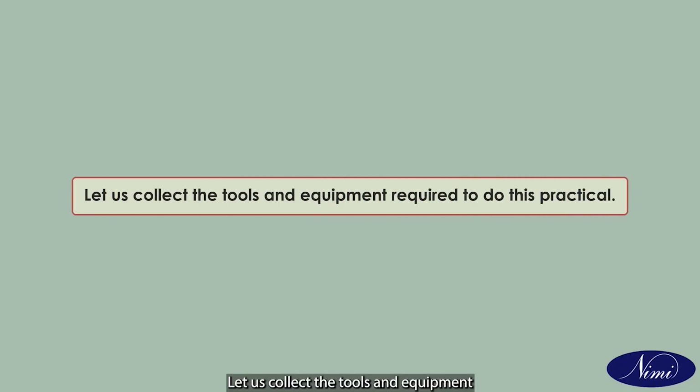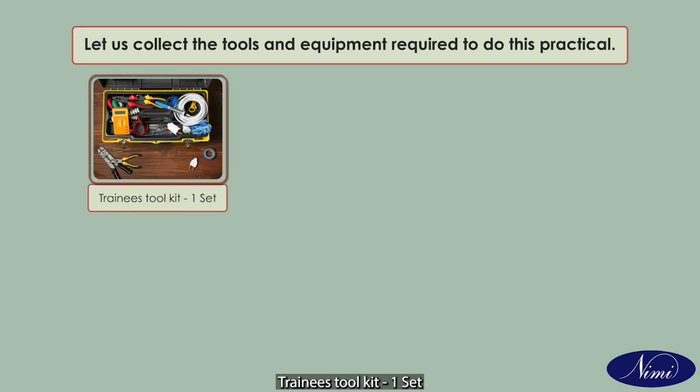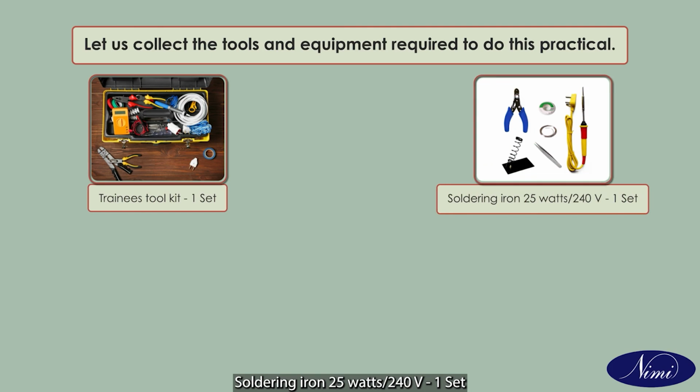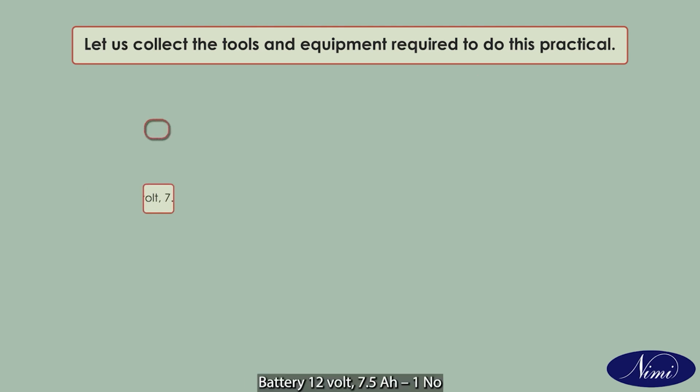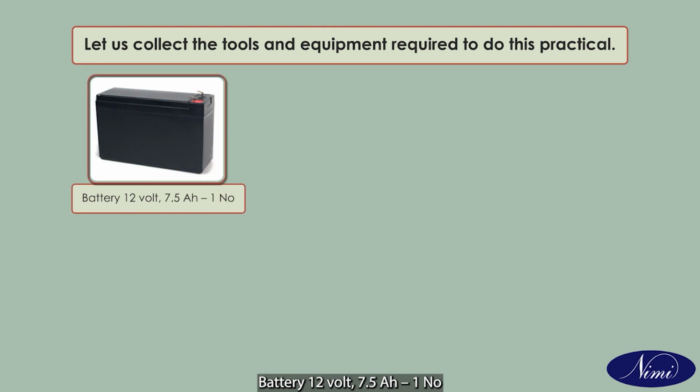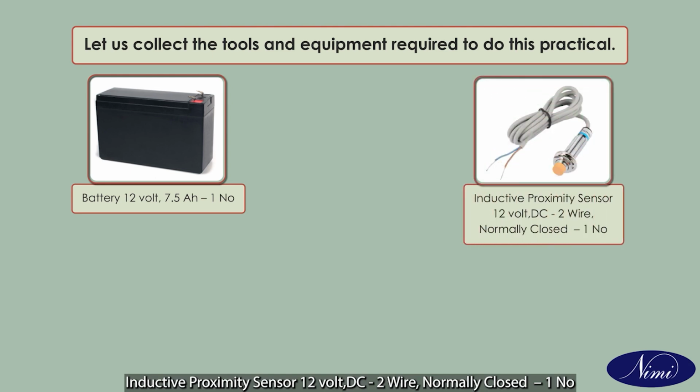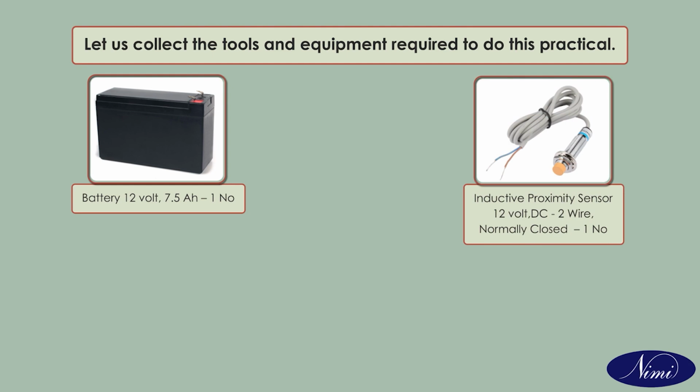Let us collect the tools and equipment required to do this practical. Trainees Toolkit 1 set. Soldering iron 25 watts by 240 volt 1 set. Digital multimeter probes 1 number. Battery 12 volt 7.5 Ah 1 number. Inductive proximity sensor 12 volt DC 2 wire normally closed 1 number.